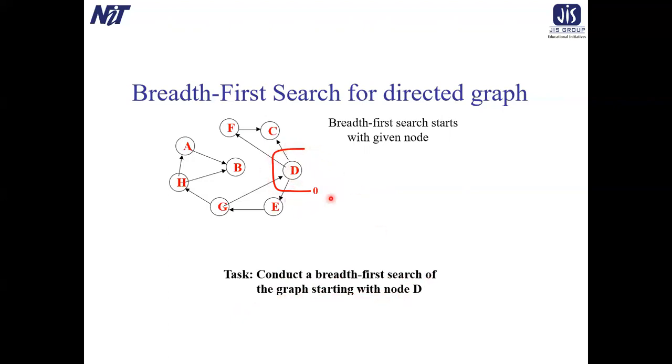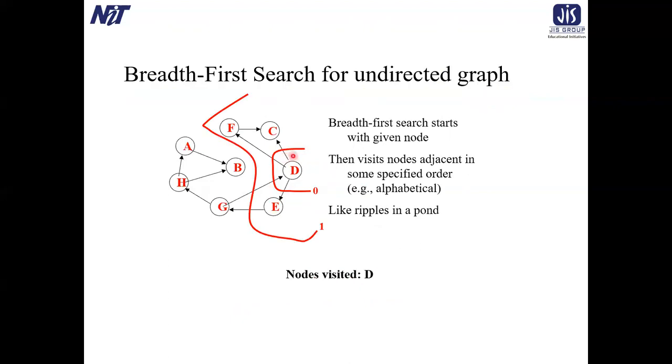Suppose I want to start this breadth first search from this vertex D. So breadth first search starts with a given node, then visits nodes adjacent in some specified order. You can say that we have to take alphabetical order. So first from D, it is C, then E, then F. So these are the adjacency nodes from D. So D first, then C, then E, then F. So we have to visit it.